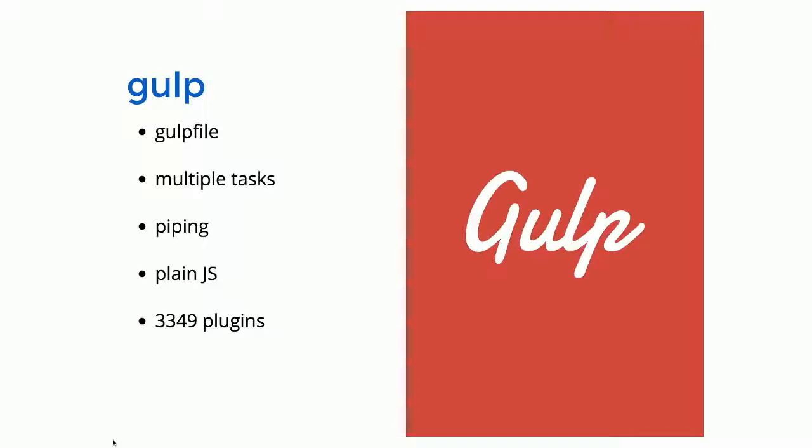So Gulp is a task runner, which means, as the name says, it runs tasks for you, but you have to configure it and tell it how to run tasks. Gulp was, I think, the huge hit before Webpack, as I recall. Basically, you have this Gulp file, which is a pure JavaScript file. And then you define your multiple tasks in JavaScript. I have an example later.